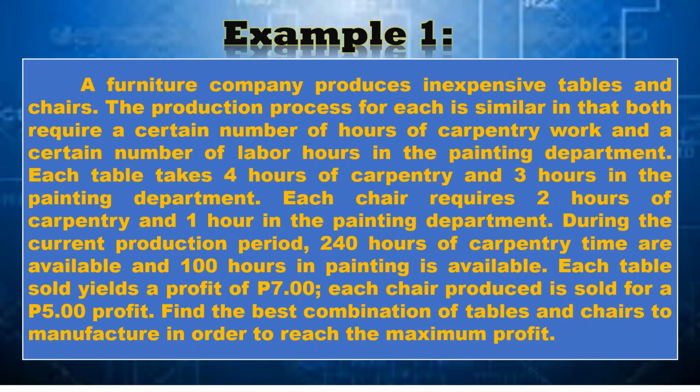During the current production period, 240 hours of carpentry time are available and 100 hours in painting are available. Each table sold yields a profit of 7 pesos. Each chair produced is sold for a 5 peso profit. Find the best combination of tables and chairs to manufacture in order to reach the maximum profit. Which means to say that our problem is all about maximization.